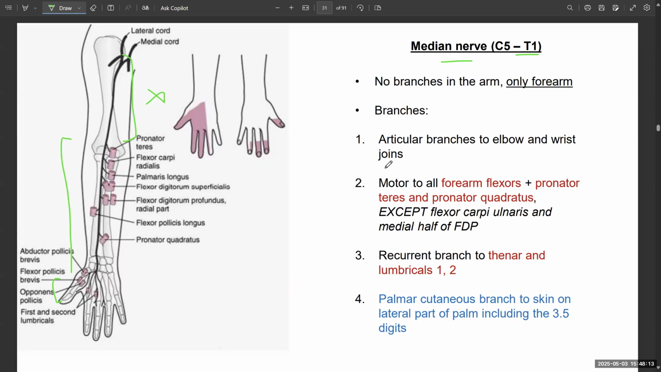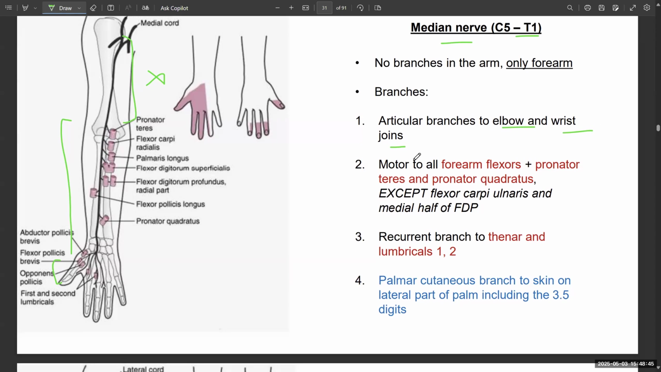Okay. So basically what that means is that, let me just pull up the definition of that. Where is it? Okay. Basically what that means is that articular branches are basically to the joint capsule of the elbow and the wrist, and they give proprioceptive information to the brain. Okay, you will take this in neuro. Just know that there are articular branches to the elbow and the wrist joints.